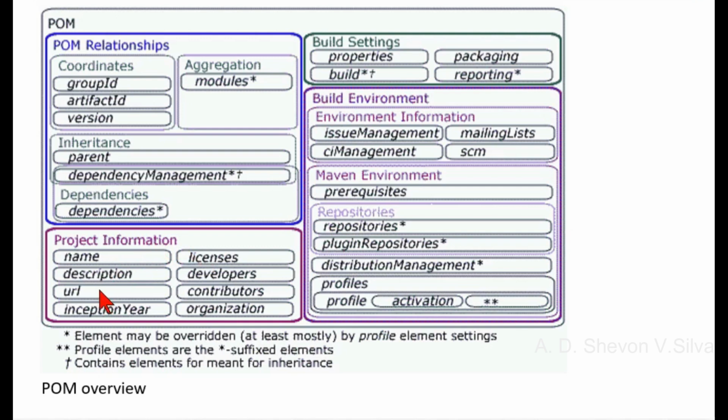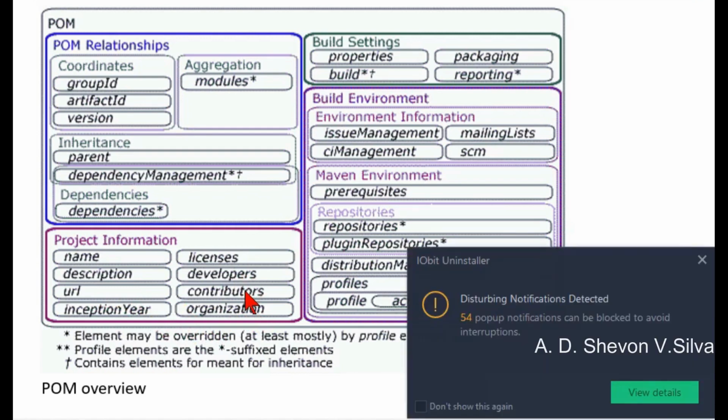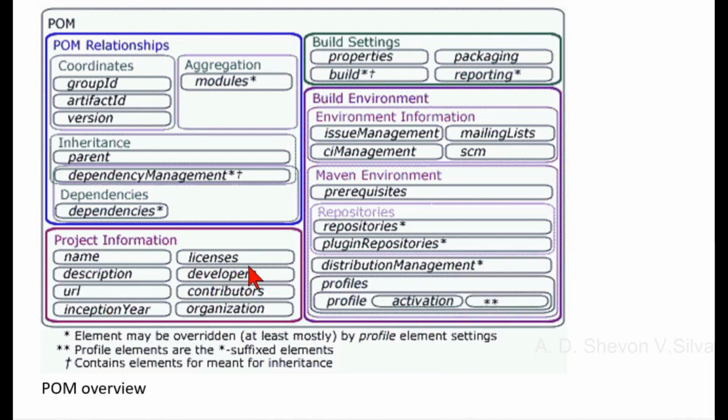the URL for a project, sponsoring organization, a list of developers and contributors, along with the license for a project.